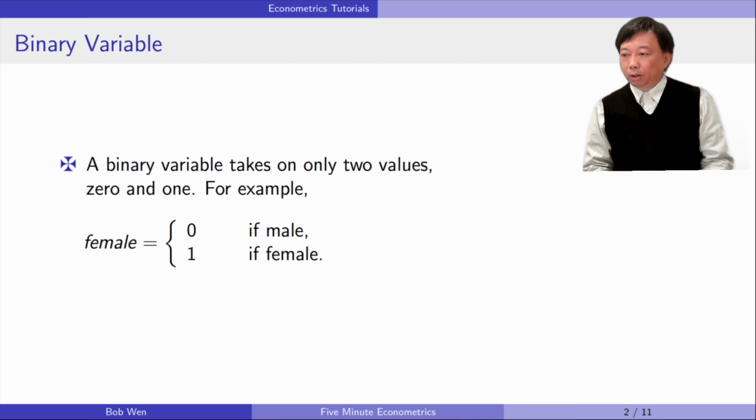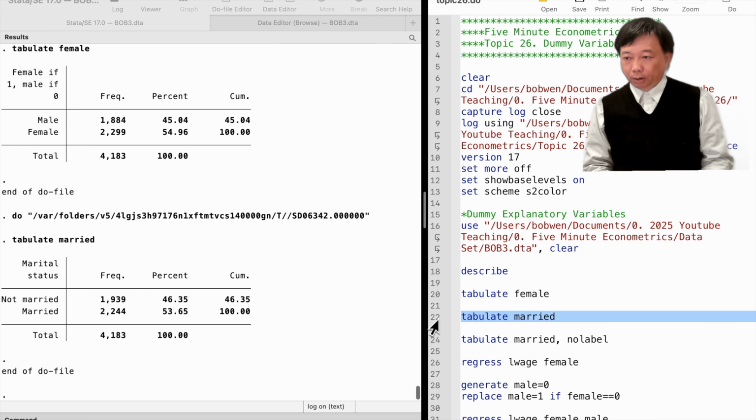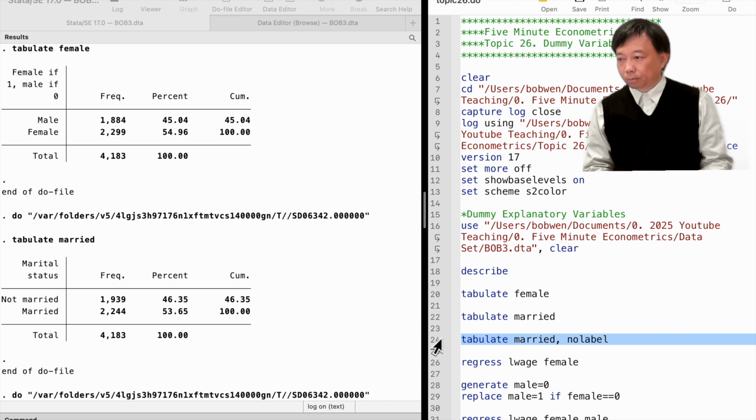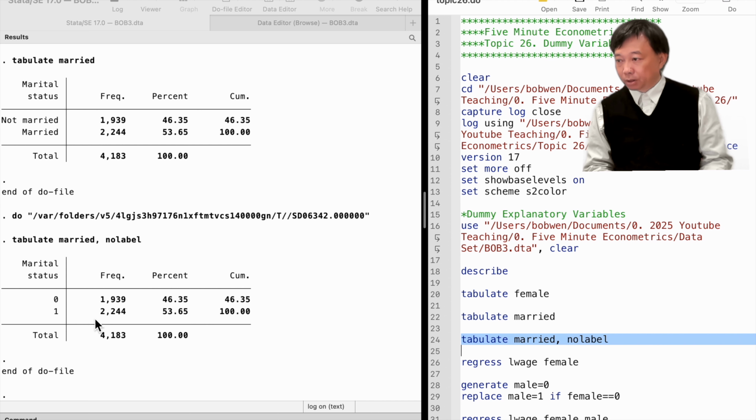For example, the variable female contains two values. If it equals 1, the person is female. If it equals 0, the person is male. Similarly, the variable married also contains two values, 1 for married individuals and 0 for all other individuals whose marital status is not married, including those who are single or divorced.